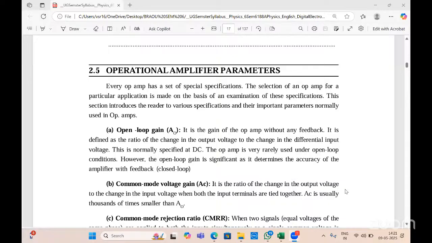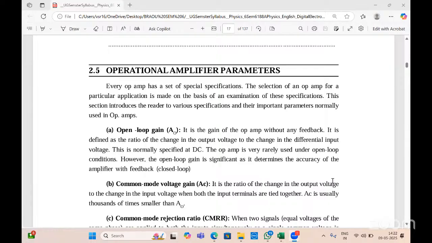So what are the parameters for the operational amplifier? Here, first of all, open loop gain A naught. The gain of an op amp without any feedback. It is defined as the ratio of the change in the output voltage to the change in the differential input voltage. So the ratio of the change in the output voltage, delta V naught by delta Vi.